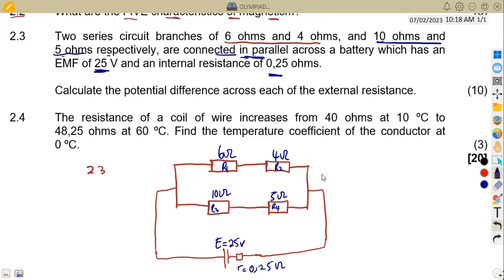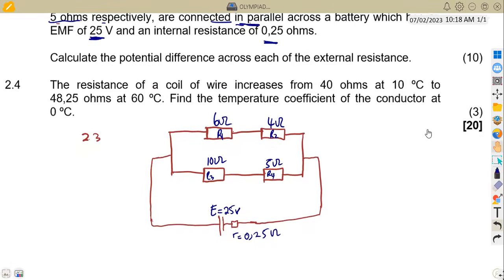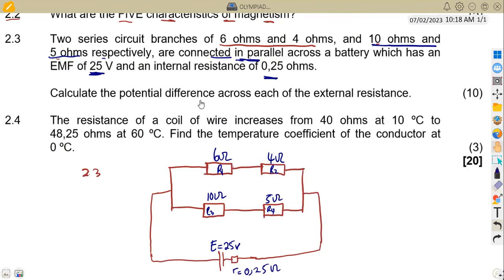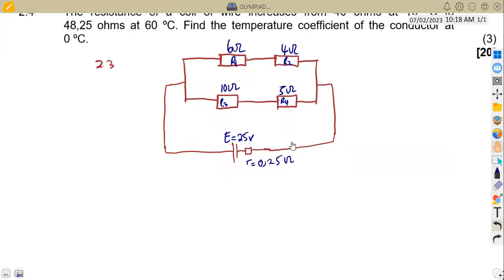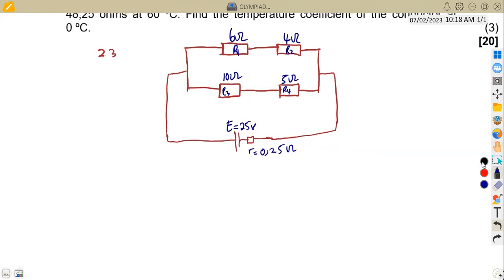All right, this is just a sketch of what it looks like. So the question was to calculate the potential difference across each external resistance, not internal. This is our internal resistance. The external resistance is now we are referring to this one, R1, R2, R3, R4. So meaning to say we need to calculate VR1, VR2, VR3, and VR4. But how is this possible?